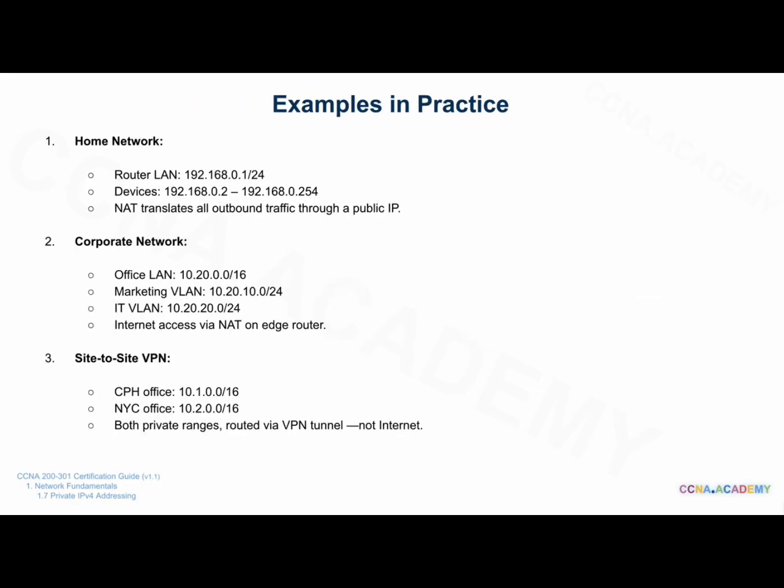Here's how private IP addresses work in real life. At home, your router's LAN might be 192.168.0.1, with your devices ranging up to .254. NAT hides all of them behind a single public IP. In corporate networks, you might see 10.20.10.0 for marketing and 10.20.20.0 for IT, all private and routed securely through our VPN tunnels.